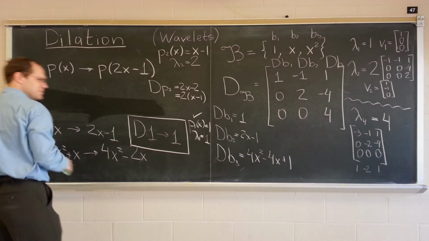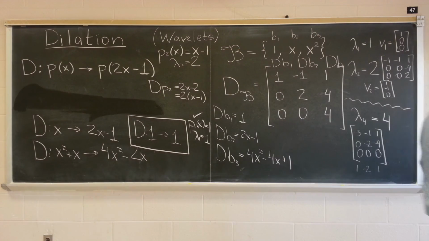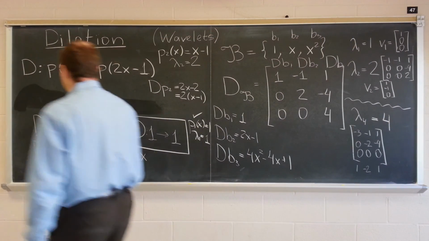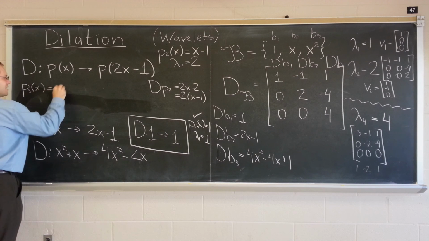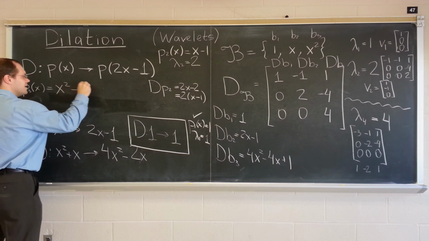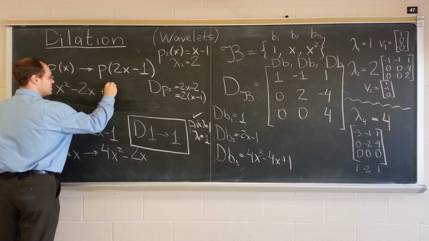Do you see why it works? As I'm writing it down, x squared minus 2x plus 1. That's what our algebra work is telling us. P3 of x equals x squared minus 2x plus 1.